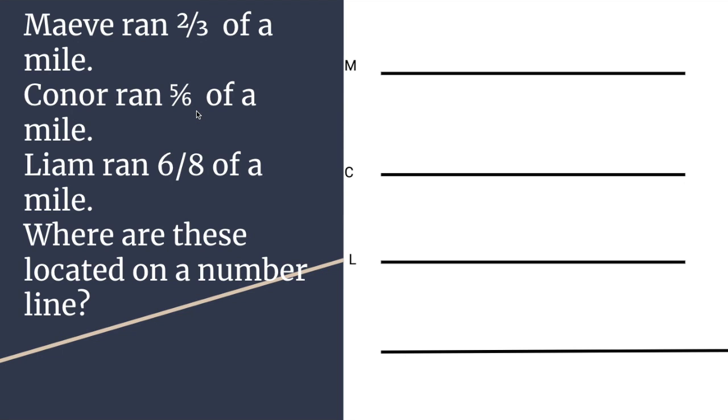Maeve ran 2/3 of a mile. Connor ran 5/6 of a mile. Liam ran 6/8 of a mile. Where are these located on a number line? All of these have different denominators, so we need to notice that in order to know how many pieces we're breaking our number lines into.